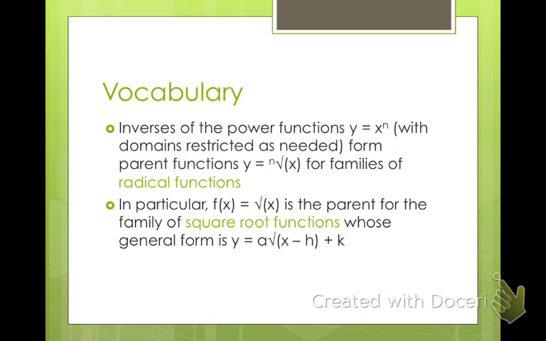In particular, f of x equals square root of x is the parent function for the family of square root functions whose general form is y equals a square root of x minus h plus k. Now, do a, h, and k look somewhat familiar? They should be pretty familiar to you by now. So a is the value that stretches or compresses your function. H moves left and right, k moves up and down. Just like always, nothing's changed.